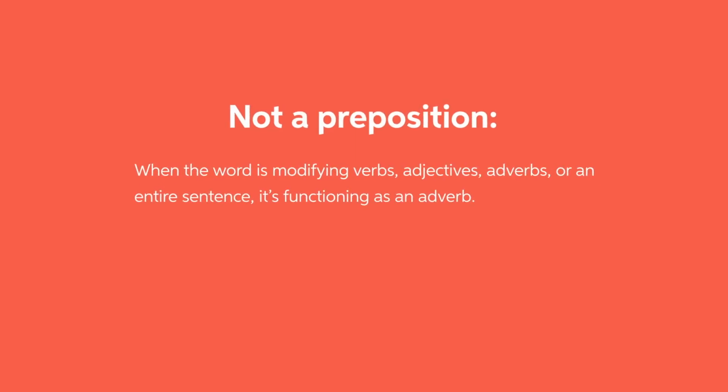A word that functions as a preposition is not confined to a single role, and it may appear in different capacities in a sentence. The versatility of these words allows them to team up with other words to perform multiple functions, which can be tricky to notice if you're not looking out for it. When the word is modifying verbs, adjectives, adverbs, or an entire sentence, it's functioning as an adverb. He walked down the hill. Down can be used as a preposition, but in this sentence it is being used to answer where he walked.